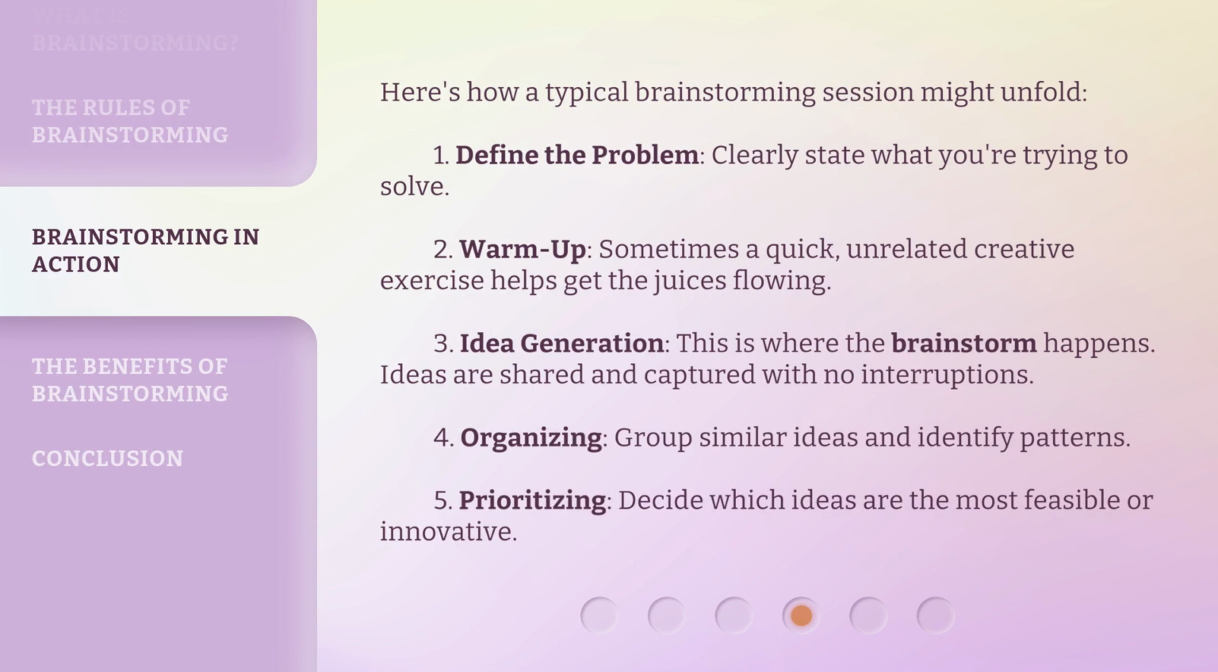Here's how a typical brainstorming session might unfold. 1. Define the problem. Clearly state what you're trying to solve. 2. Warm up. Sometimes a quick, unrelated creative exercise helps get the juices flowing. 3. Idea generation. This is where the brainstorm happens. Ideas are shared and captured with no interruptions. 4. Organizing. Group similar ideas and identify patterns. 5. Prioritizing. Decide which ideas are the most feasible or innovative.